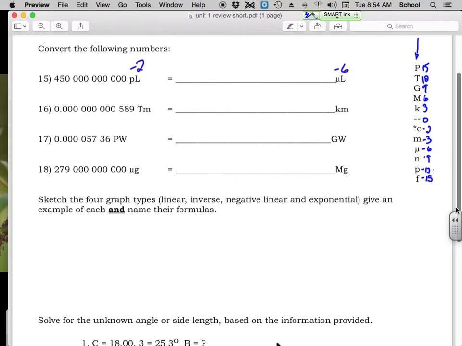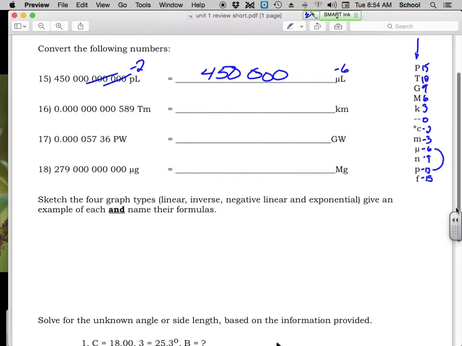So if I'm going from -12 to -6, that's going up 6. So if this is getting bigger by 6, this has to get smaller by 6. So I just chop off 6 zeros, and we're going to have that. That's supposed to be a 0.